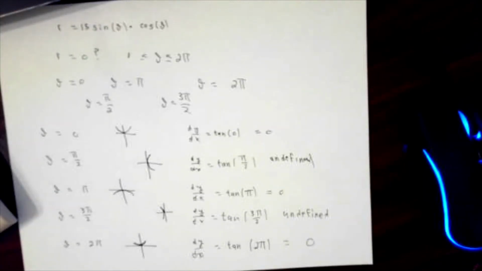And things go just as we figured. When theta is 0, the slope of the tangent line is tangent of 0, which is 0. At pi over 2, I don't get a function value for dy/dx because tangent of pi over 2 is undefined. When theta is pi, I end up with a horizontal tangent line. When theta is 3 pi over 2, the tangent line is vertical, and I don't get a slope value for dy/dx. And when theta is 2 pi, tangent of 2 pi is 0, so I get a horizontal tangent line again, just as we ought to.